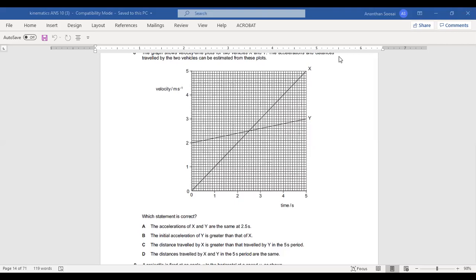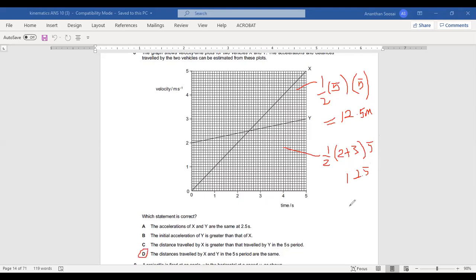Check the area for X. What is the area of X? Half times height times width. Height is 5, times 5. So what is the distance traveled by X? It's 12.5 meters. What is the distance traveled by Y? Trapezium. The trapezium formula is half times (2 plus 3) times 5. Same, it's 12.5. Good. So both travel the same distance, and the answer is D.